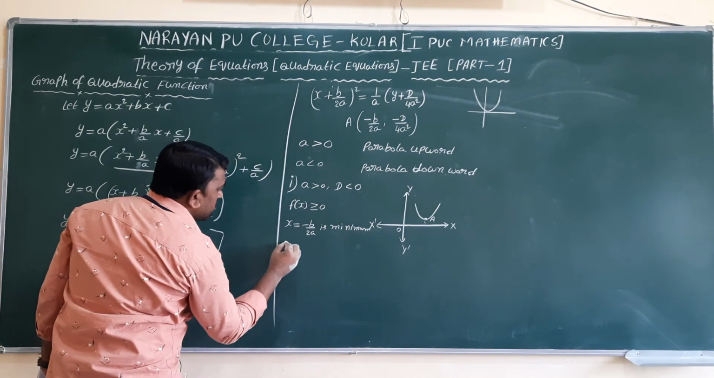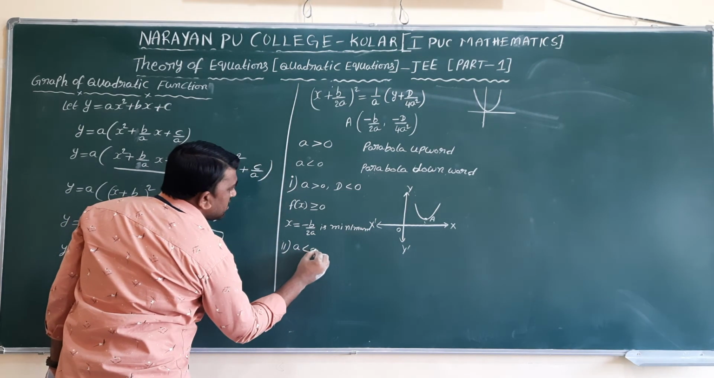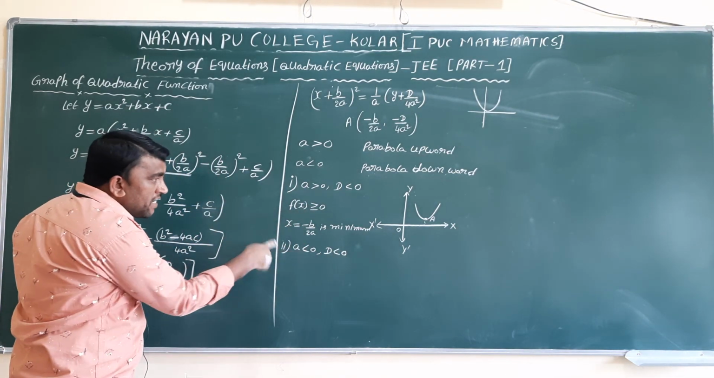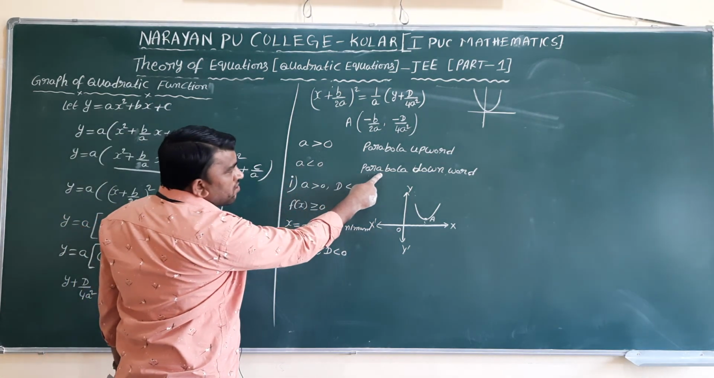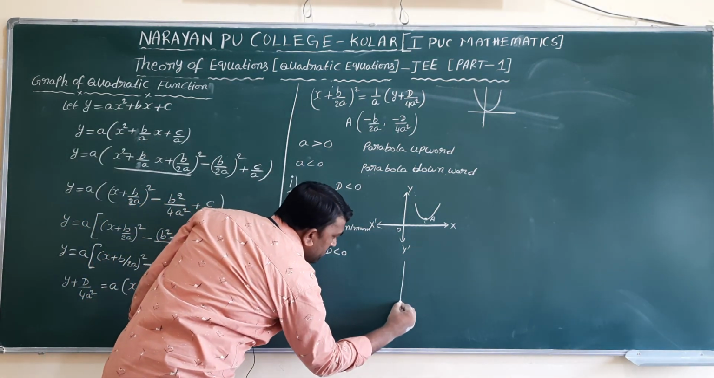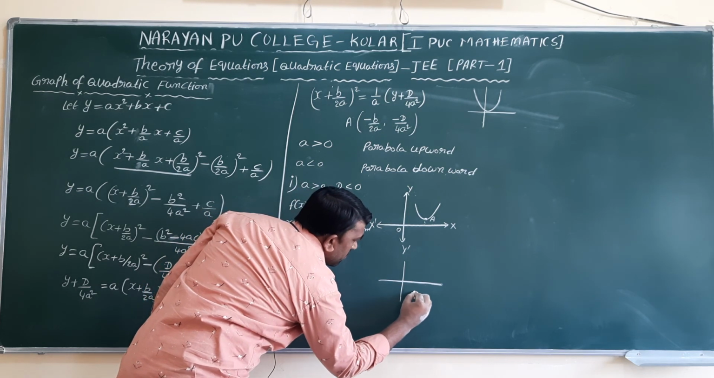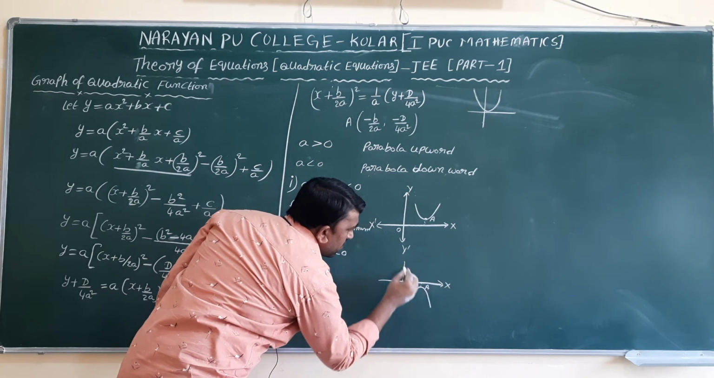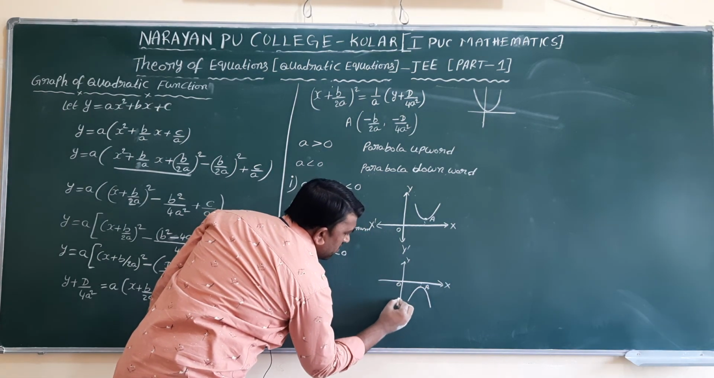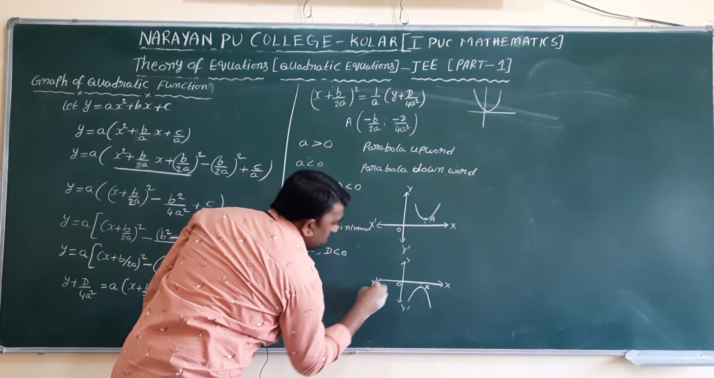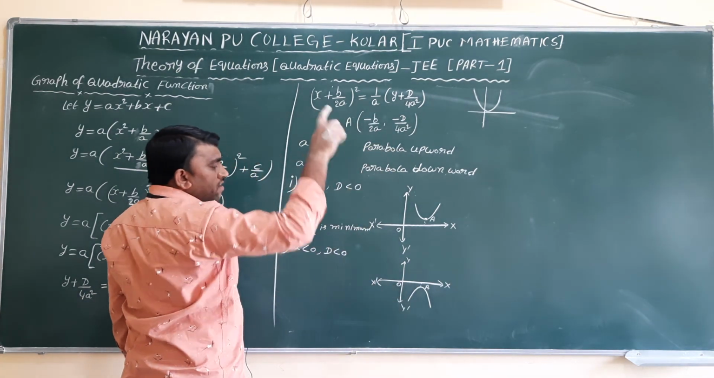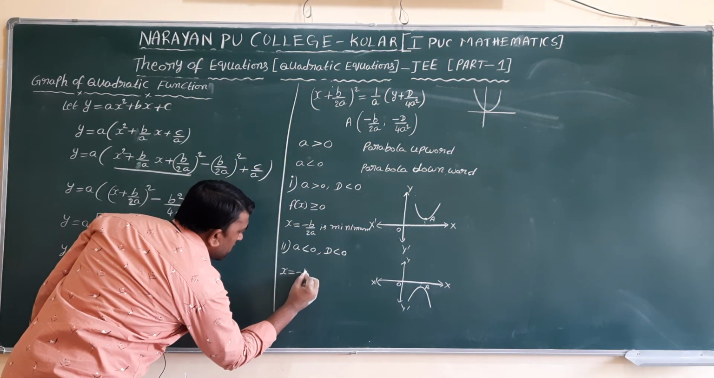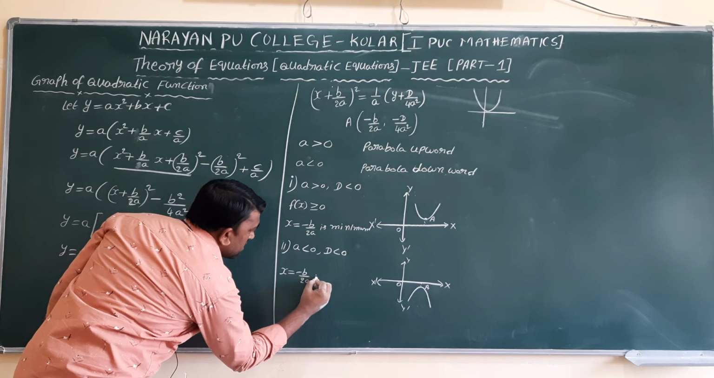So second case, a is less than 0 and D is less than 0 condition. Discriminant is less than 0 only, but a is less than 0. Whenever a is less than 0, parabola will be downward. So x, positive y, 0, y dash and x dash. Here this is up, and that is maximum. X equal to minus b by 2a is maximum.